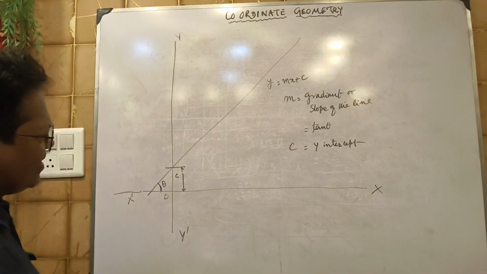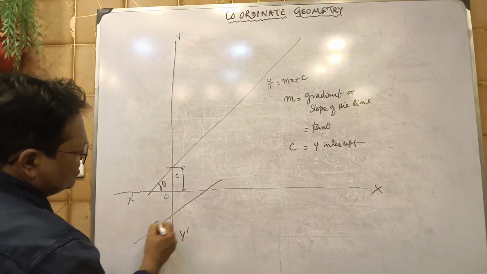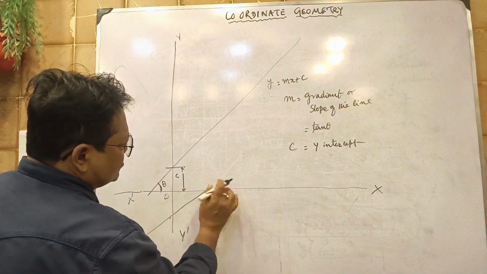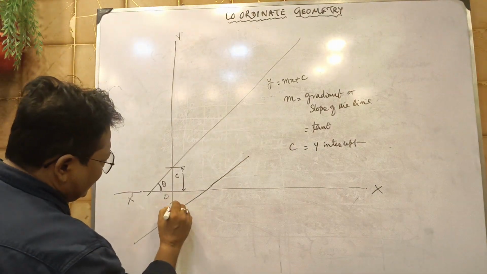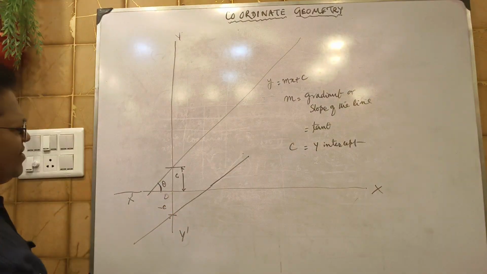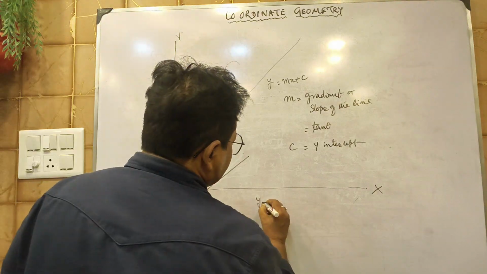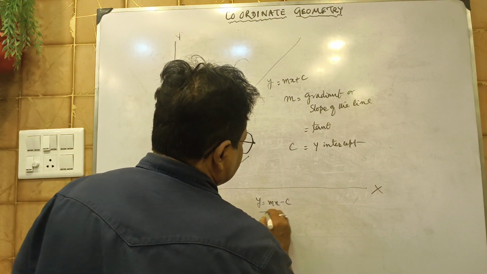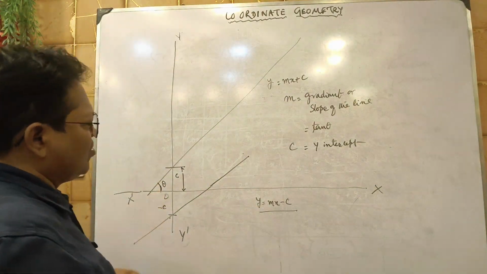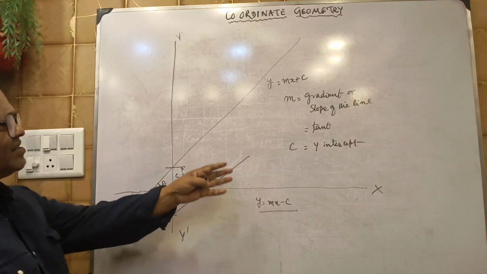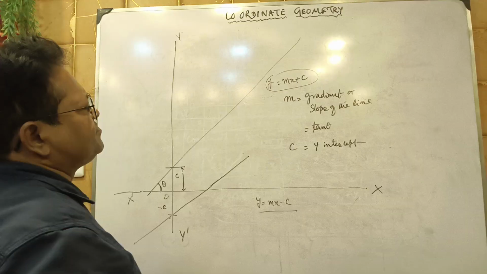Here, if the line goes in this way and cuts the y-axis at a point minus c distance away from the origin, then its equation will be y is equal to mx minus c. So m here is the gradient of the straight line. It is the standard equation of a straight line.